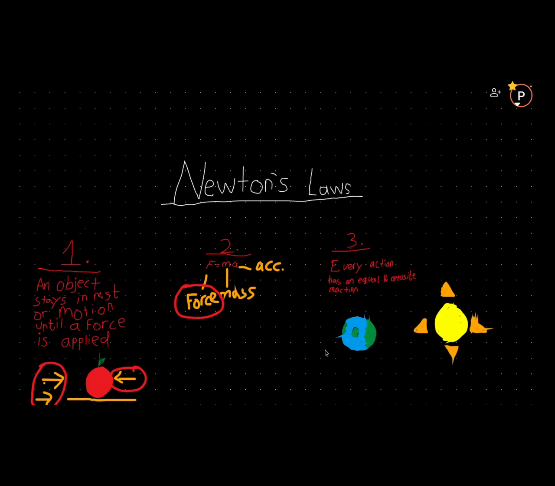Newton's third law is that every action has an equal and opposite reaction. This means whatever force you exert on another object, that object will exert that same force back onto you. If that object is not able to reciprocate the force, then it would either deform or break.